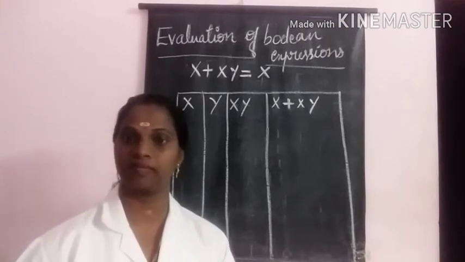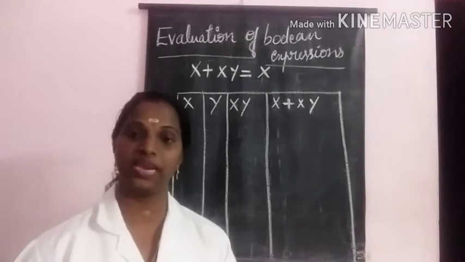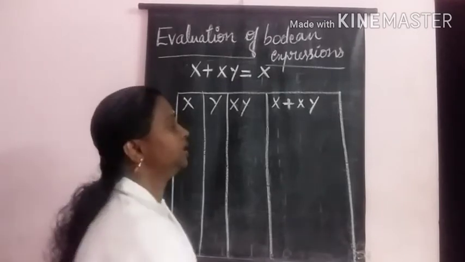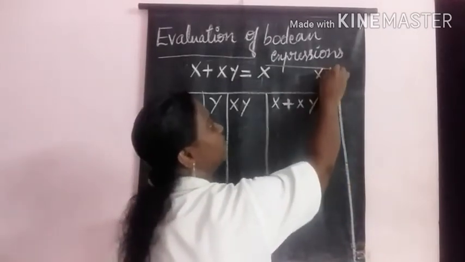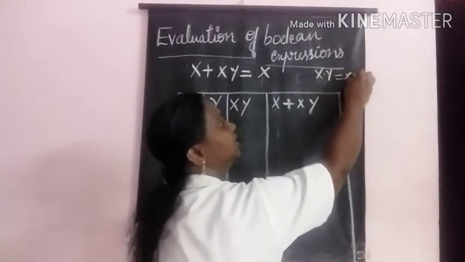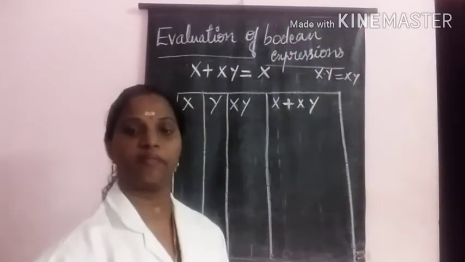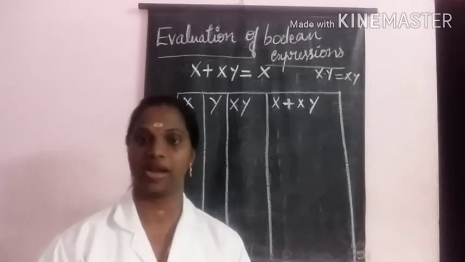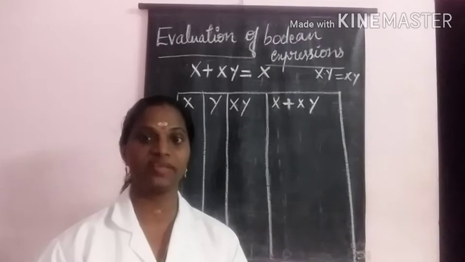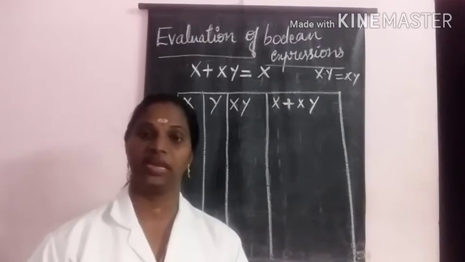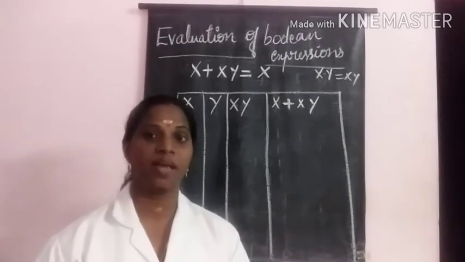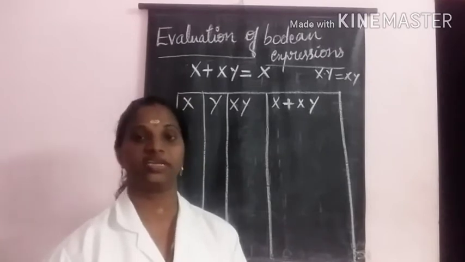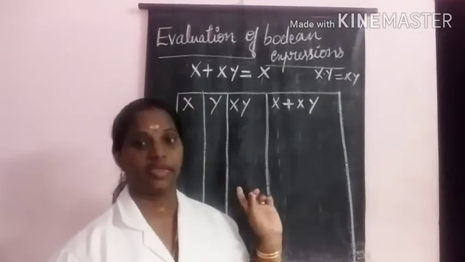What is meant by xy? See, xy means x dot y. X dot y, you can simply write as xy. That is x and y. Xy means x and y, that is logical multiplication. So let us start to solve this expression.